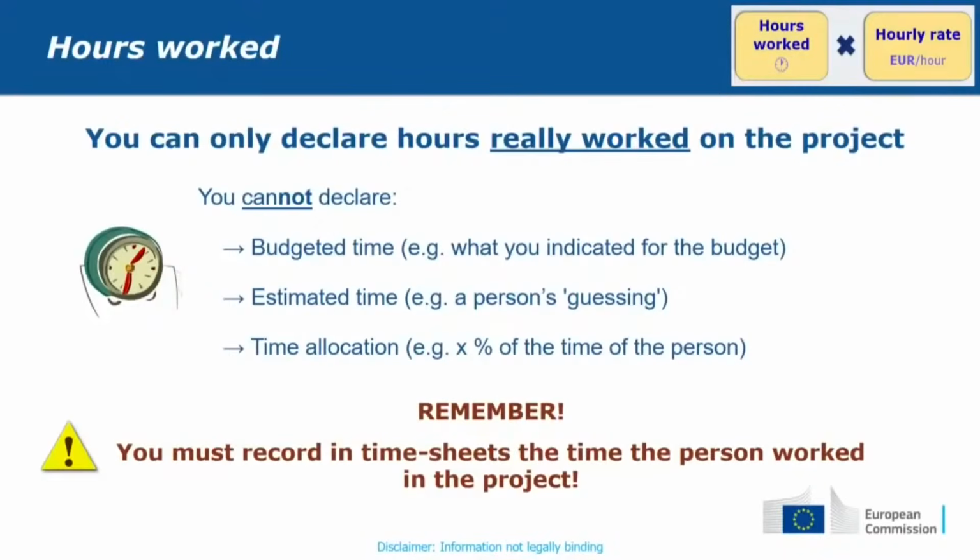And you cannot declare either, and this happens in some specific contracts, a percentage of the time of the person. So it's not enough to say, well, in the contract of this person, the employment contract, we have put that the person will work 25% of the time in this grant agreement. It's not enough. You need to record and declare systematically the reality of the time that the person worked in the Horizon 2020 actions. So, once again, and for the last time now, remember that you need, in Horizon 2020, timesheets for the hours declared to the grant.